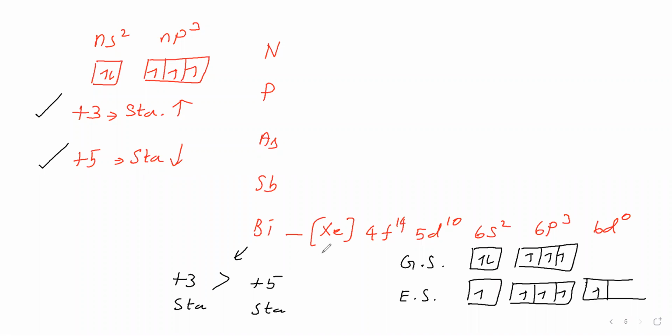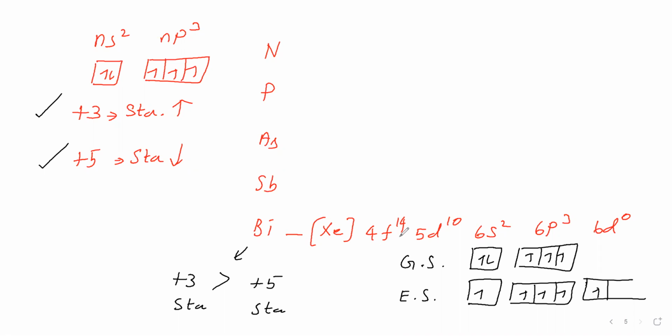This effect is called the inert pair effect, because the 6s electrons are difficult to go for unpairing, difficult to go for chemical reaction. Therefore the 6s electrons are like inert, therefore it is a pair of electrons. Therefore this effect is called the inert pair effect. Due to the inert pair effect, +3 stability of bismuth is high when compared to +5 stability. That inert pair effect is due to the very poor screening effect shown by 4f14.